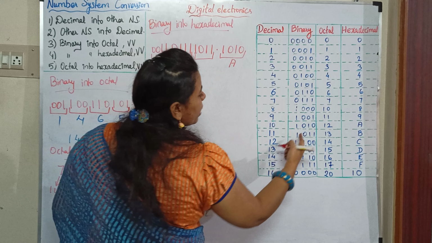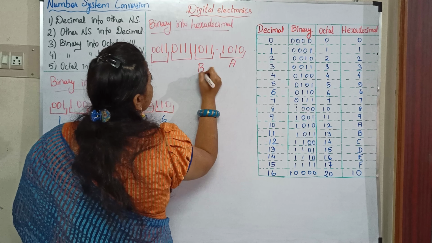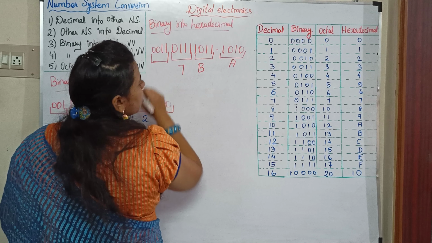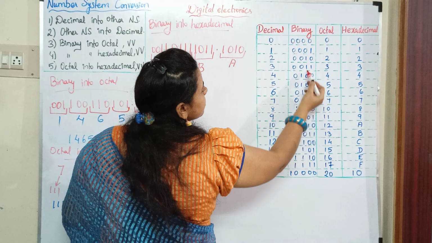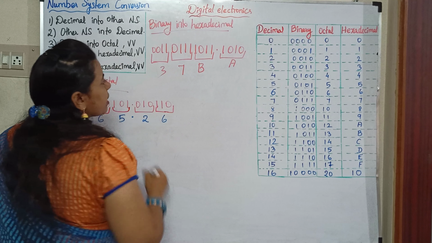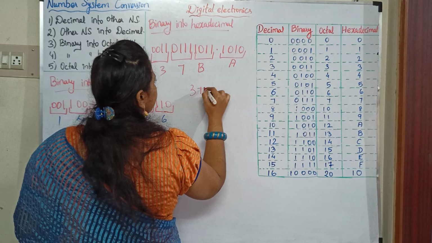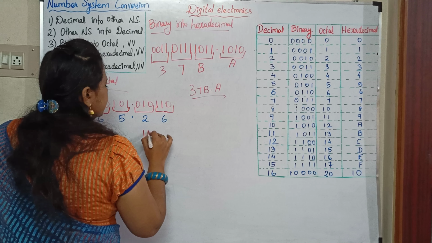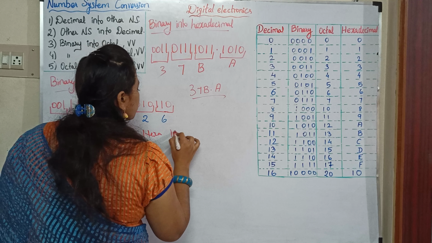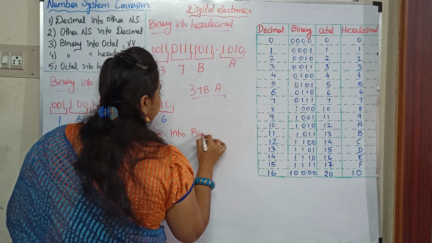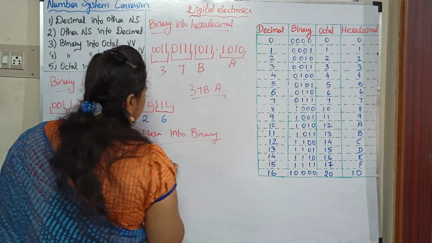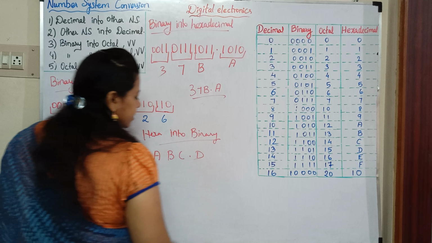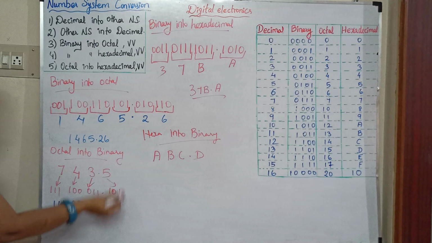Next 1011 is B. Next 0111 is 7. Next 0011 is 3. Okay, so 37B point A. Next, hexadecimal into binary. Consider the value ABC point D. So same procedure, you have to follow this one.